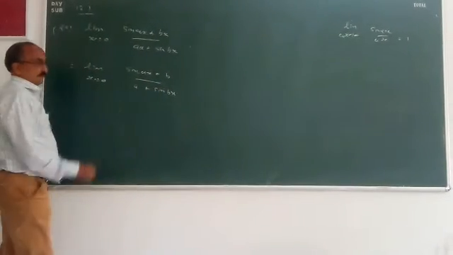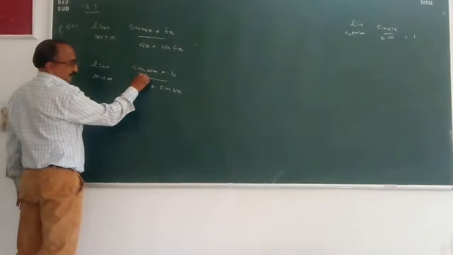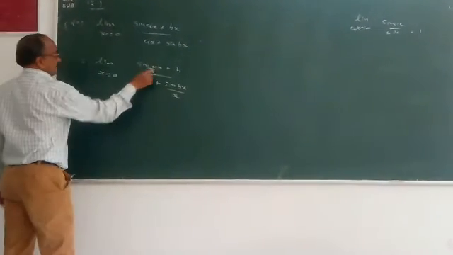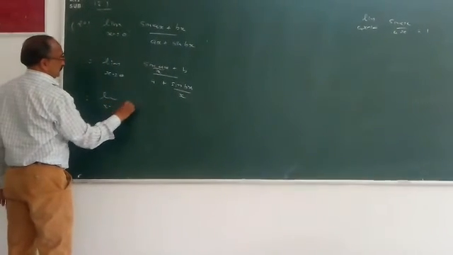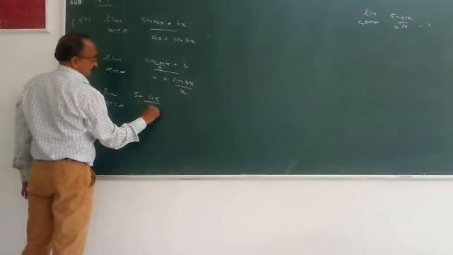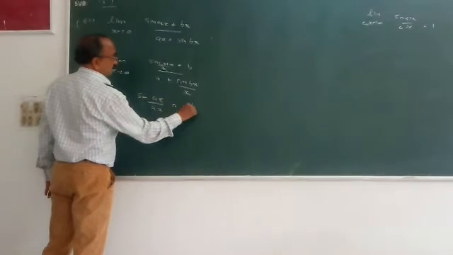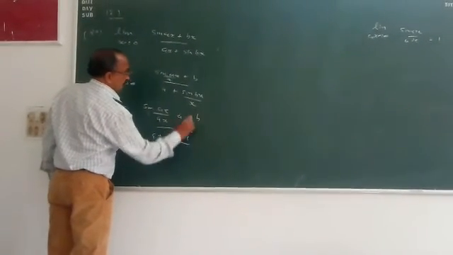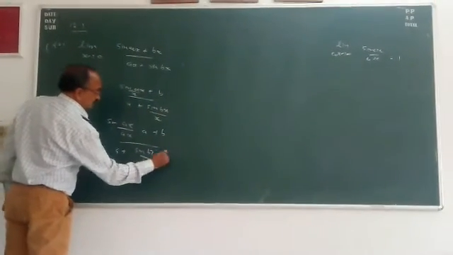Clear this? Now here sin ax is given, so divide by a here also. Now to get the ax, multiply by a. So here we get limit x tends to 0 sin ax upon a into x divide by a, so multiply by a, plus b upon a plus sin bx upon, here only x is given, so divide by b and multiply by b.